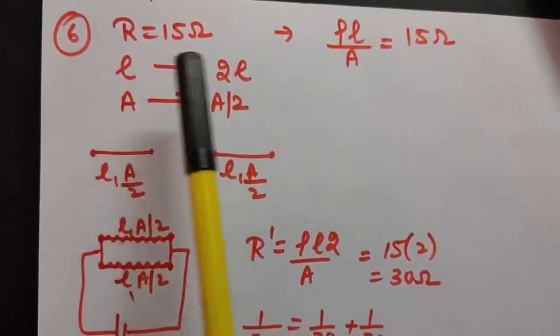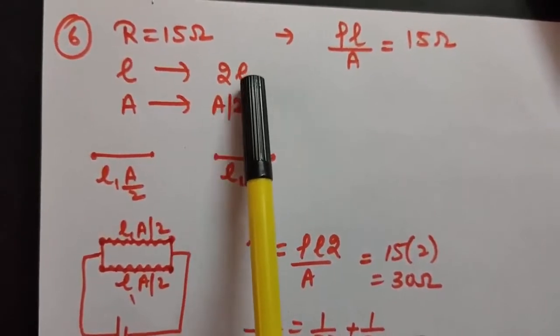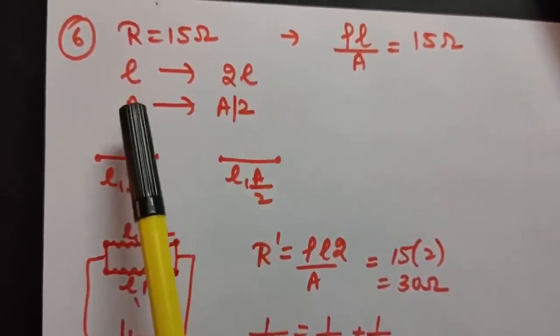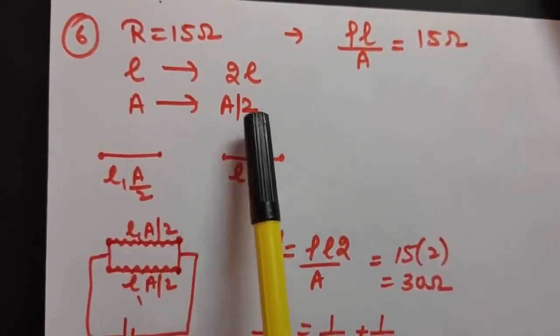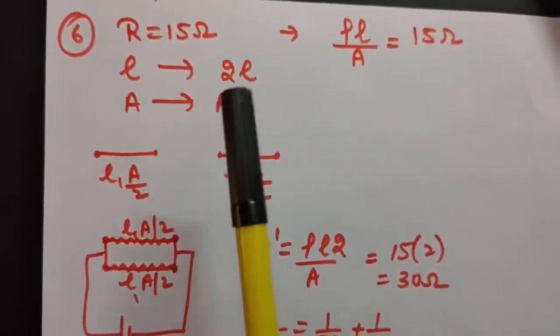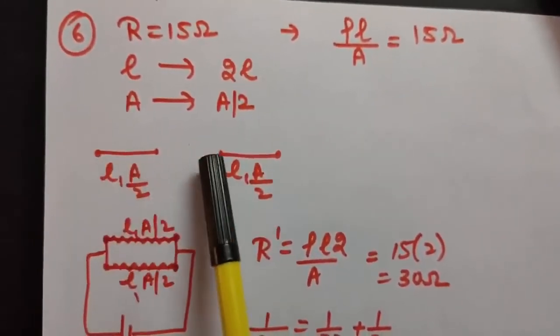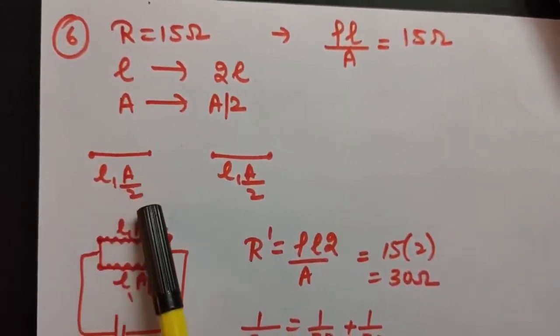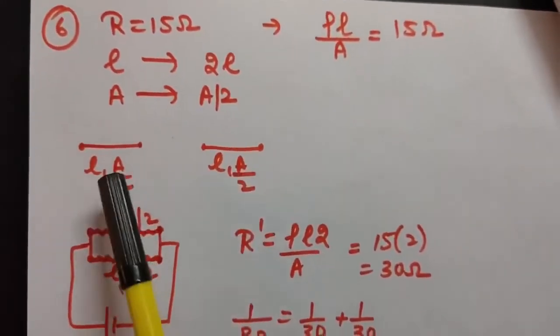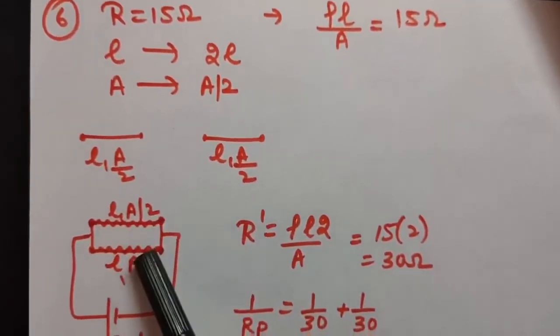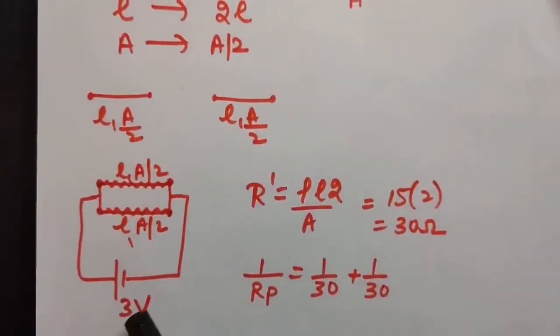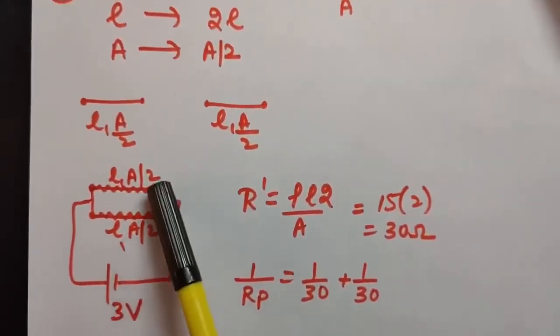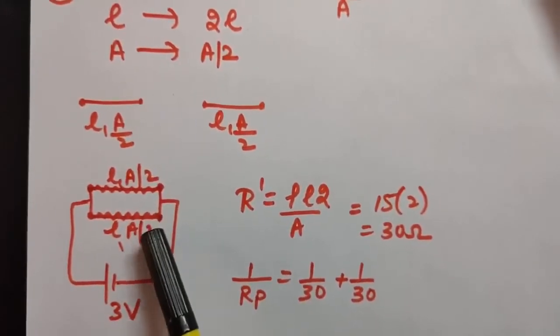Now length is increased to double by stretching it. As you know, volume remains constant, so its area will become A by 2. Then it is divided into two parts. So now we have two wires of length L and area A by 2. Now both of them are connected in parallel combination across a battery of 3 volt.